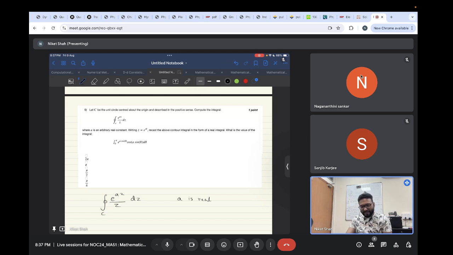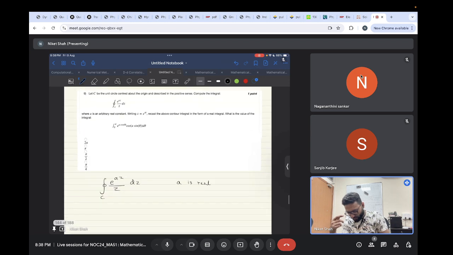So e raised to power az is analytic, is always going to be analytic. And because there is a z in the denominator, there is a pole, a simple pole at the origin. And because the contour actually includes the origin, we know the answer of this integral. It's simply 2 pi I f of 0, which is simply 2 pi I, because z being equal to 0, e raised to power a into 0 is 1. E raised to power 0 is 1. So this is just 2 pi I.